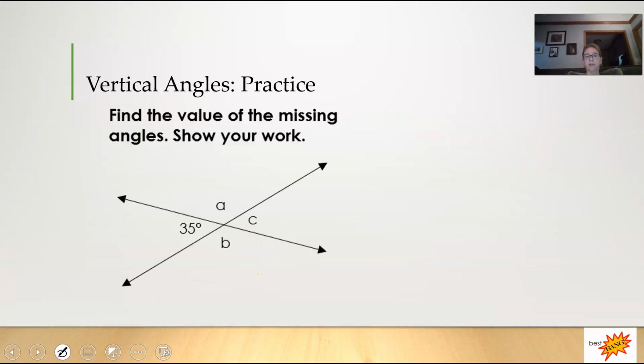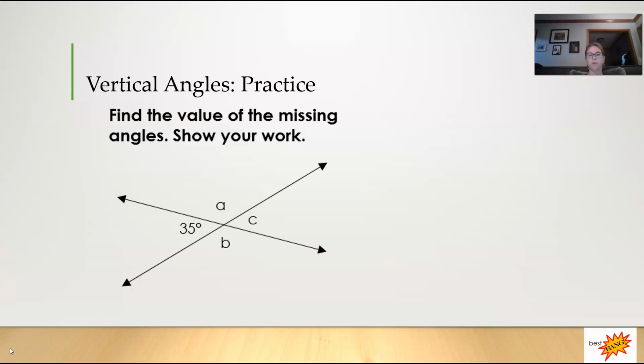Okay, some vertical angles practice. Pause for a moment and find the missing values. If you think about it, if you use everything we've learned, you should be able to find the missing values for all of these angles. Take a moment and do so.